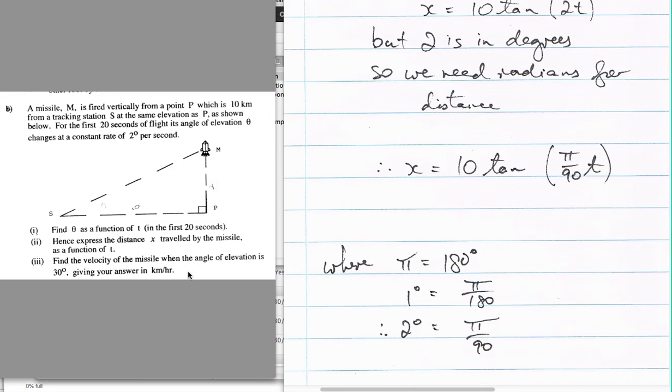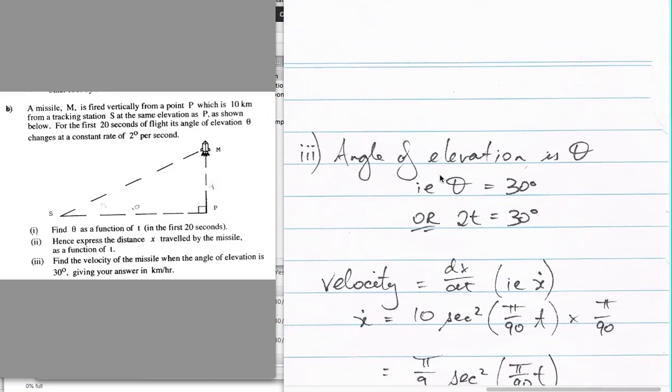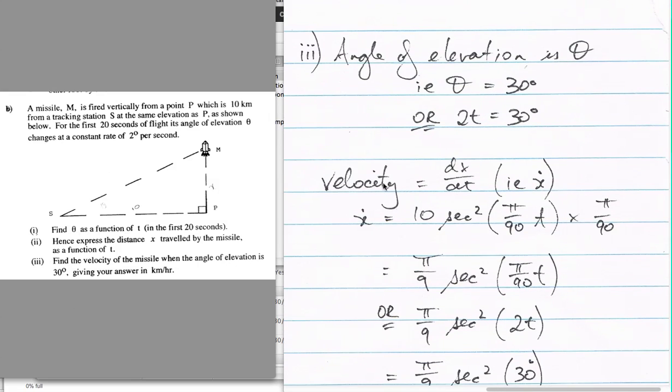However, as we move to part 3, we're going to have to be able to move both in terms of degrees and radians. Find the velocity. Now velocity, if we've got distance x, then velocity is the derivative, or x dot. And we're also given that the angle of elevation is 30 degrees. So theta is 30 degrees, or 2t is 30 degrees, because 2t we found from part 1. I'm going to have to use this in a moment.